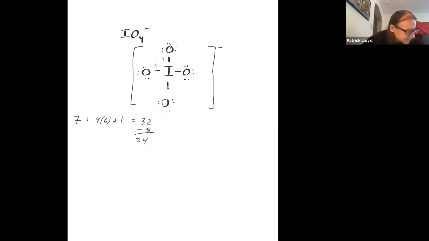1, 2, 3, 4. There are 4 electron groups, right? And if you have 4 electron groups, that's tetrahedral, which is 109.5 degrees. Now, they're not going to ask you to draw this, but I'm going to do it anyways.